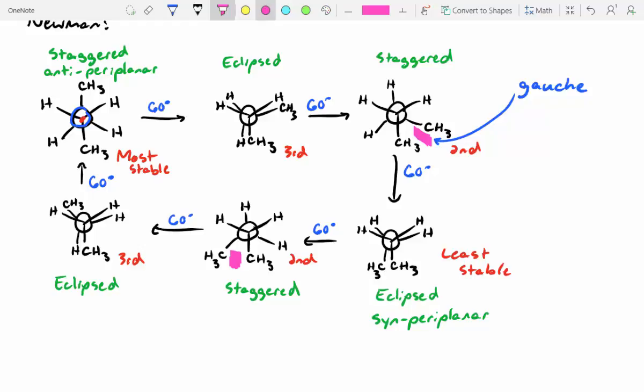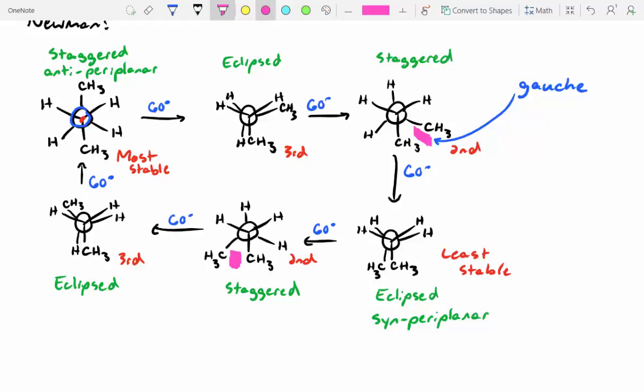So gauche interaction is only felt when you've got alkyl groups in the front and back that feel one another, meaning they're within 60 degrees. So this staggered gauche conformation is destabilizing compared to the staggered antiperiplanar conformation.